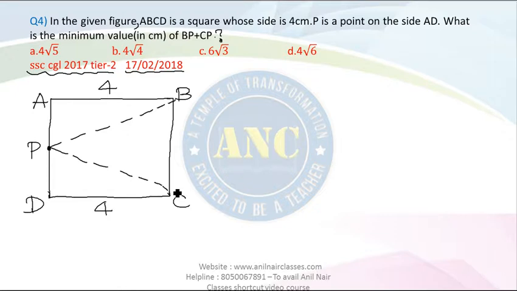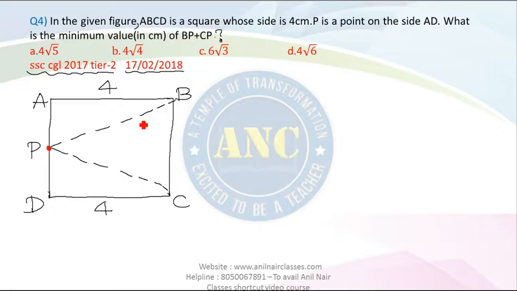Now see here, sir. This is a very, very good question. Let us understand it a little carefully. Please pay complete attention. First of all, they have already given in the question that ABCD is a square whose side is 4 centimeters. Now, what is the minimum value of BP plus CP? First of all, where is P present? P is present on the line AD, right?